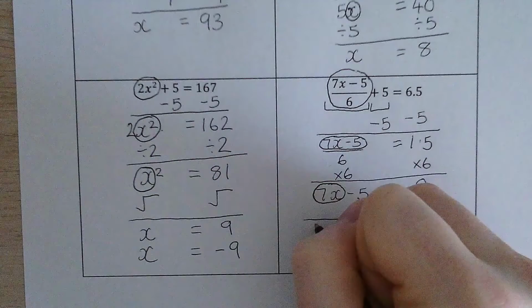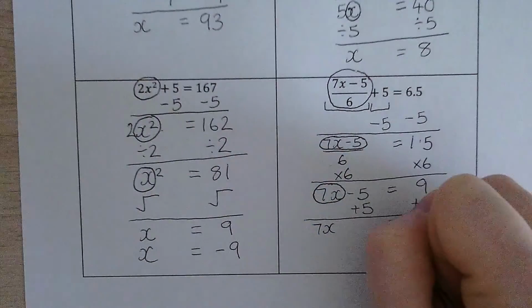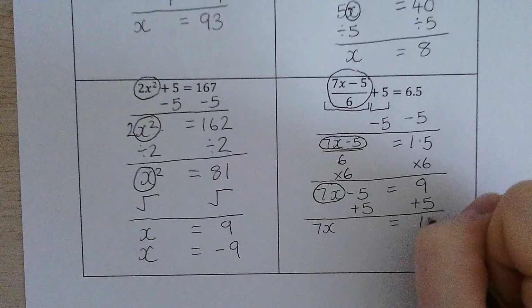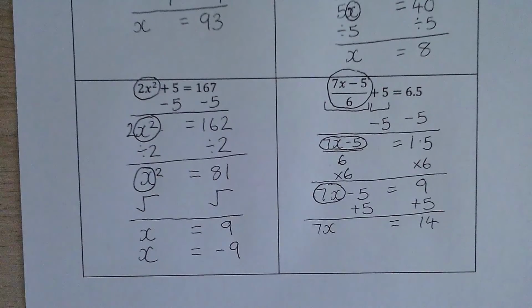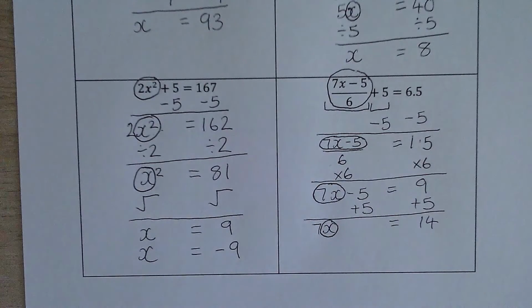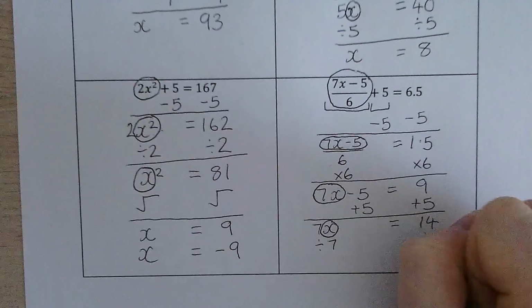The 7x will drop down. The minus 5 and the 5 will cancel. The equal sign drops down. And 9 add 5 is 14. And we're nearly done. Now we need to isolate the variable itself, which is x, which means we need to get rid of the 7. So we divide both sides by 7.